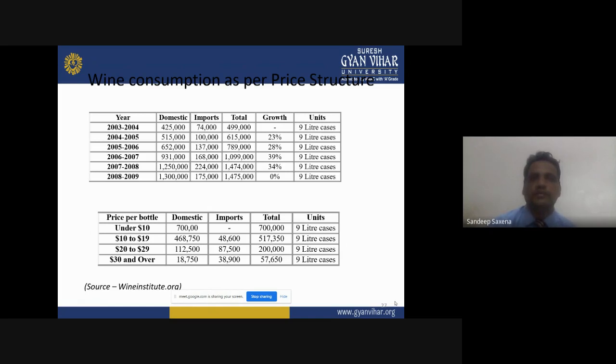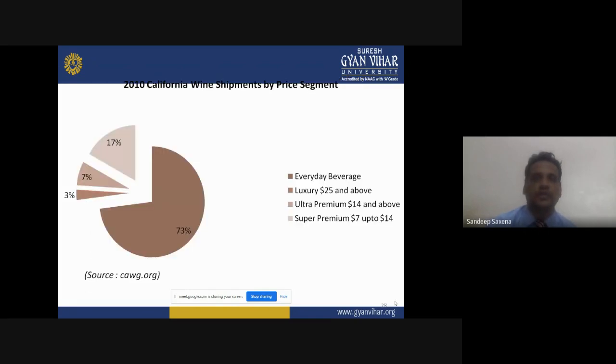The wine consumption as per the price structure in 2002 to 2009, and there should be a domestic use of 4 to 5 thousand, the imports and the total growth. Now you can see, as shown in the pictures, the wine consumption as per the price structure. Now in 2010, California wine shipments by price segments indicate everyday beverages, luxury at $25 and above, and ultra premium at $14 and above.